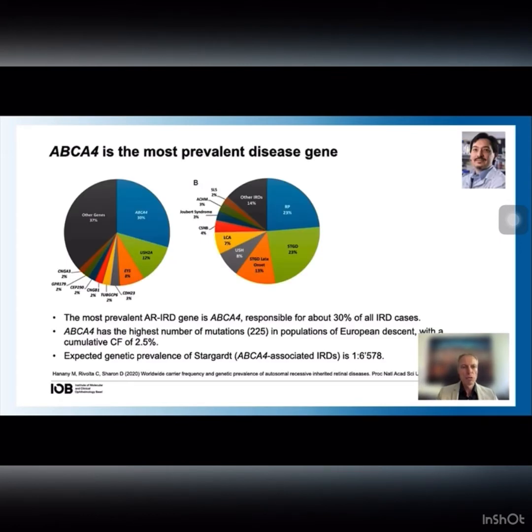Stargardt disease is the most prevalent juvenile macular degeneration, and it is caused by mutations in the ABCA4 gene. Research at IOB has shown that ABCA4 is the most prevalent inherited retinal dystrophy gene, responsible for about 30% of all cases. ABCA4 has the highest number of mutations in populations of European descent, including the United States, with a cumulative carrier frequency of 2.5%. The expected genetic prevalence of Stargardt disease is as high as 1 case in 6,500 individuals.